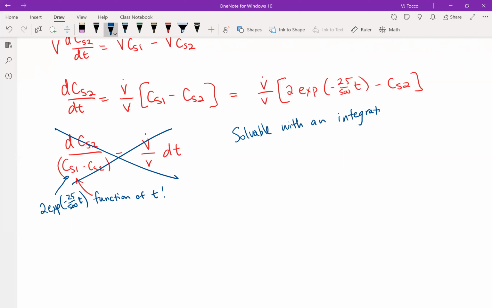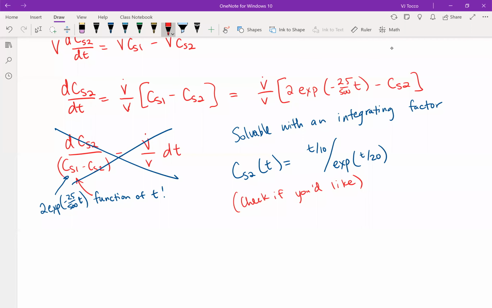And if you're comfortable with integrating factor, if you're comfortable with solving these, I encourage you to try this. But as I've said before, I'm not going to expect you to know how to solve this analytically. If you're curious, I have what the answer is, by the way. So I'm skipping a lot of steps. So CS2 of t, actually, I sometimes mix up my notation. CS2 of t is equal to t over 10 divided by exponent of t over 20. So once again, that's the answer for you.